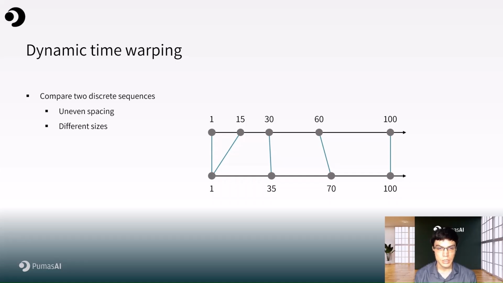And here in the image, I included a simple example between two sequences. The one on the top has 5 elements with uneven spacing, and the one on the bottom has 4 elements with uneven spacing. And what DTW is able to do is to calculate a mapping between elements on the first sequence and the second one, and also return a cost that results from this mapping, which of course we are going to interpret as a dissimilarity measure for our analysis.